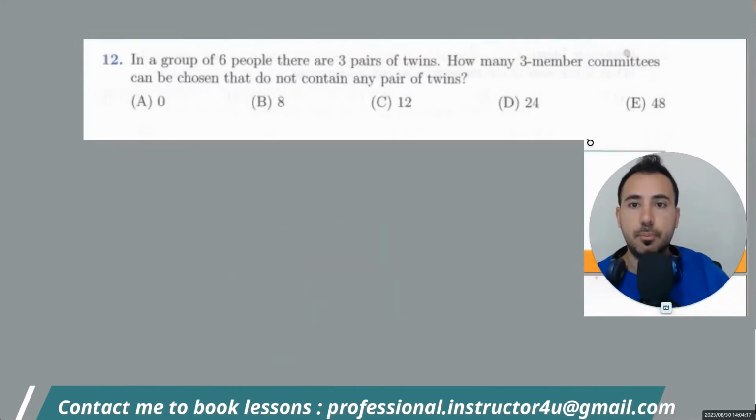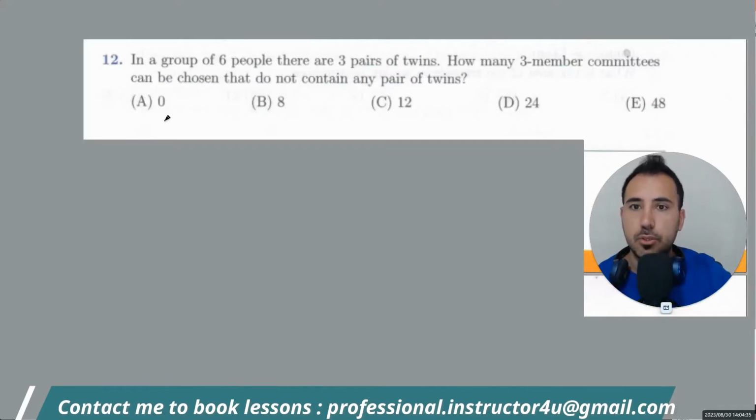In a group of 6 people, there are 3 pairs of twins. How many 3-member committees can be chosen that do not contain any pair of twins?